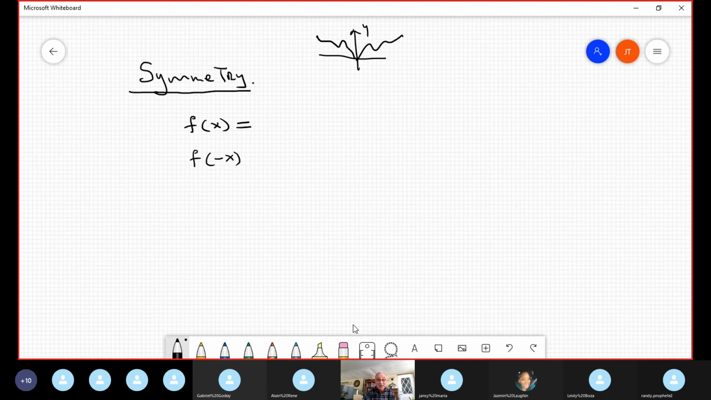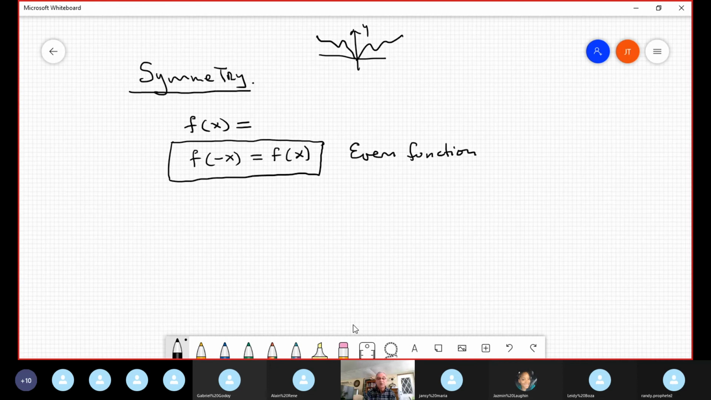When this situation happens, when you do the reflection and the function stays the same, magically nothing changed, it's because the function is an even function. And the even function has a special symmetry with respect to the y-axis. A super typical example is the parabola. Suppose f of x equals x squared. When you replace x for negative x, let's see what happens.